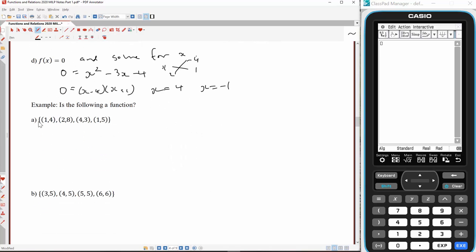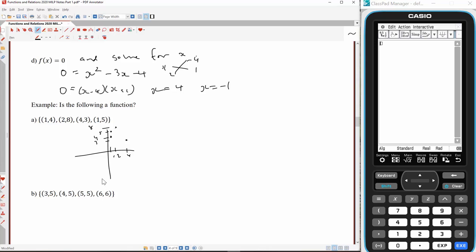Is the following a function? And all they've done is given us a list of ordered pairs. I don't know. Let's graph them. Here is 1, 4, 2, 8. Right, I'm not really going to do this to scale. 4, 3, 1, and 5.